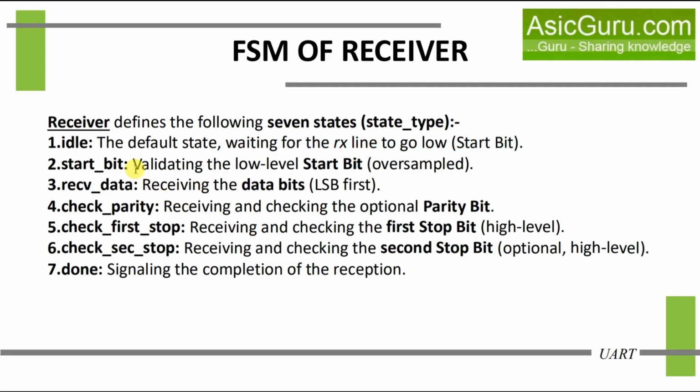Then after the start bit, we start receiving the data bits, and then we check the parity, which is optional. If parity enable is high, then only we check the parity bit. Then we receive and check the first stop bit. The stop bit is always high. Then we check the second stop bit. If stop 2 is high, then only we check the second stop bit, which is also high. Then finally the done signal, which indicates completion of the reception.